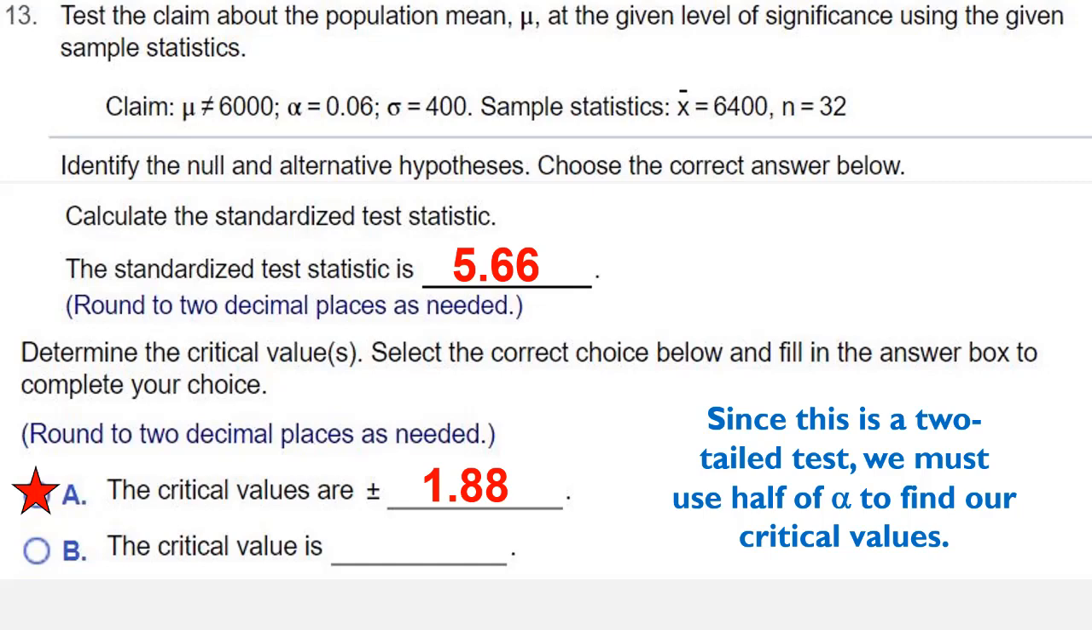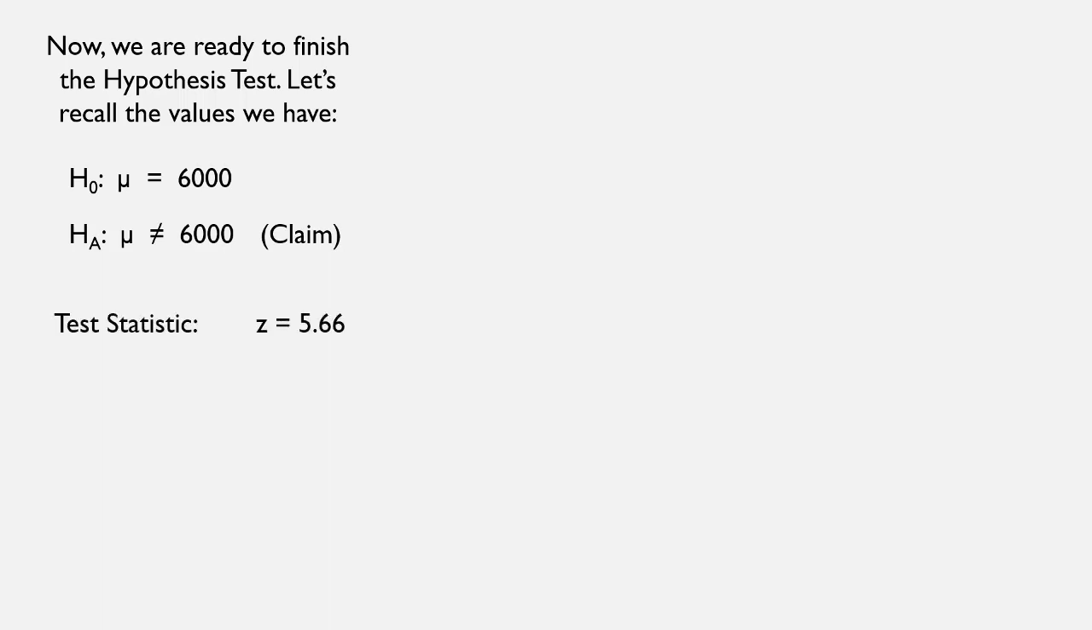Now we have enough information to perform our hypothesis test. Let's summarize everything we've got. So, our H naught was mu equals 6,000. HA was mu not equal to 6,000, and the HA was our claim. The test statistic was z equals 5.66, and the critical values are z equals plus or minus 1.88.